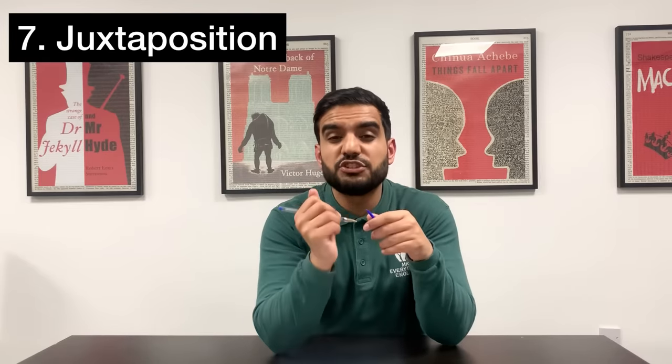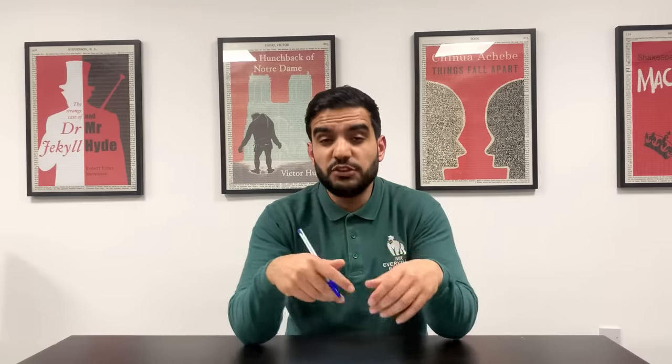Next, number seven, guys, can we please look at juxtaposition? Juxtaposition is when you have two opposite ideas. How do you create juxtaposition? You get an oxymoron and you explain how. For example, the small giant. This was an oxymoron. Let me turn it into juxtaposition.